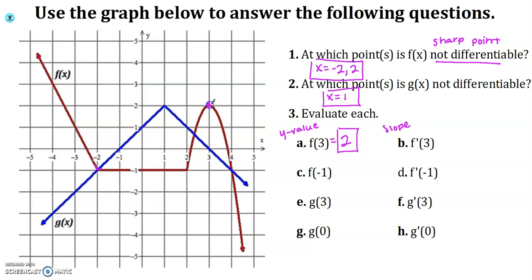So if I look at 3, that is the vertex of a parabola. Okay, and at the vertex of a parabola, the slope is always 0. Okay, so our slope is always 0 at the vertex of any parabola.